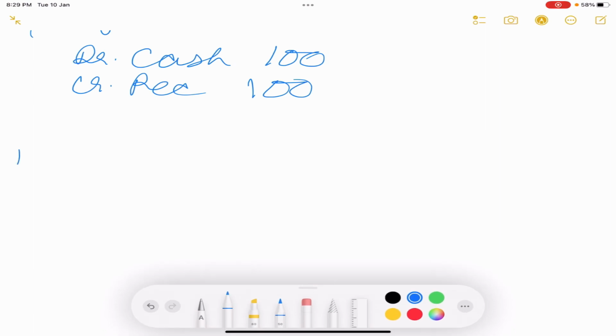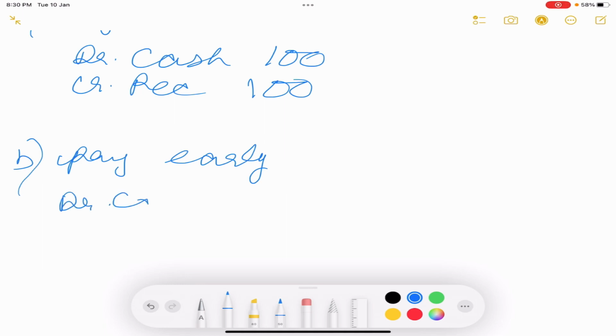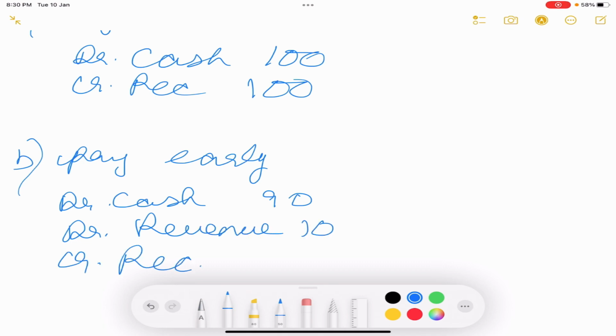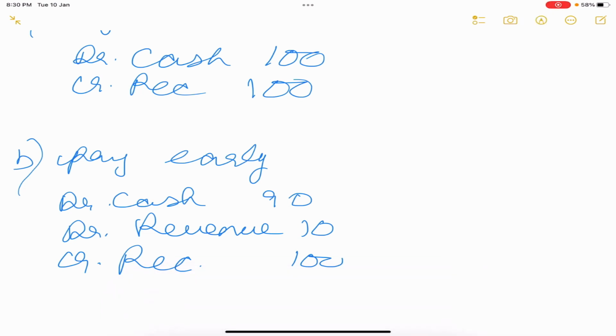Now there can be another case, which is they pay early, which means suddenly they avail the discount, but we had made an invoice of 100 because we thought that they will not pay early. So in that case, how much money will they give? They'll give us only 90. Because they have paid early, they are availing the settlement discount, which means it will be debit revenue 10. I hope you can recall it. And then credit receivables, which is 100, because the invoice amount was 100.